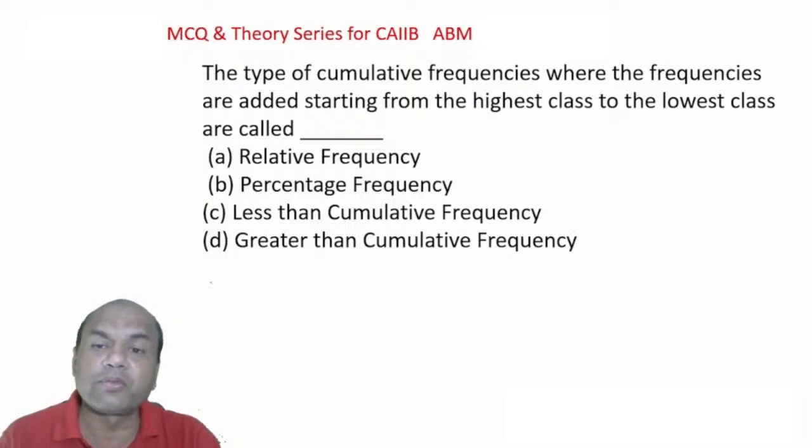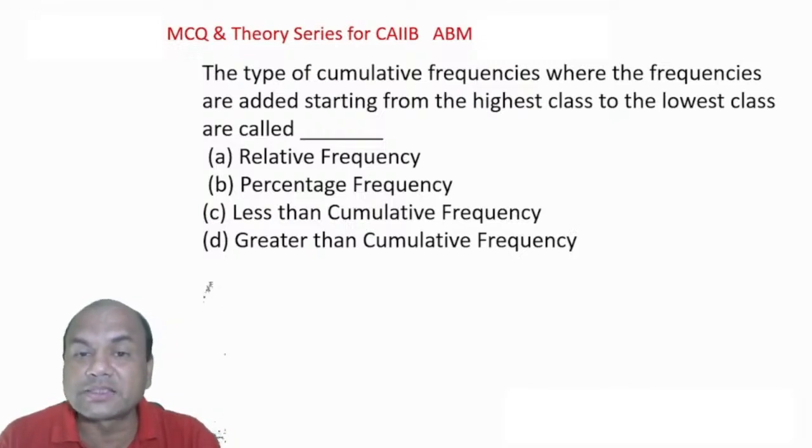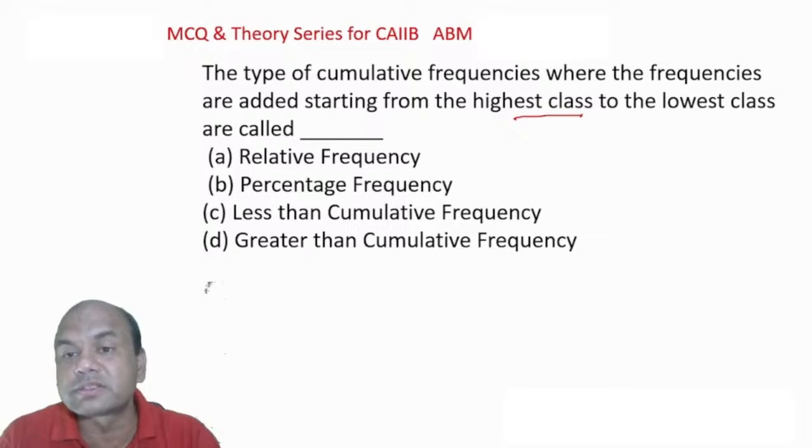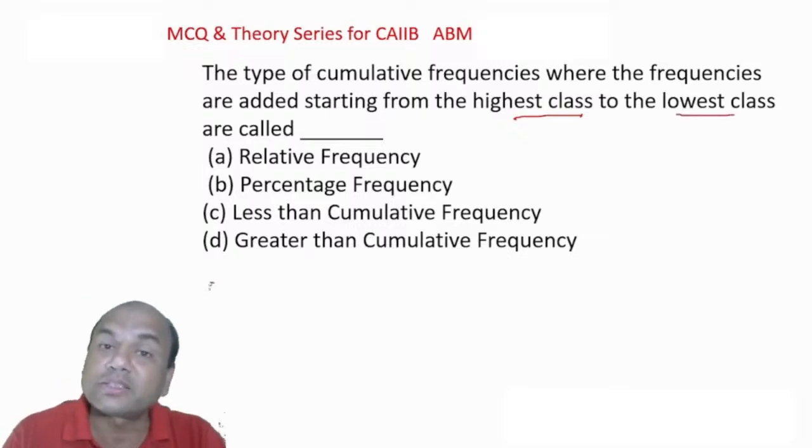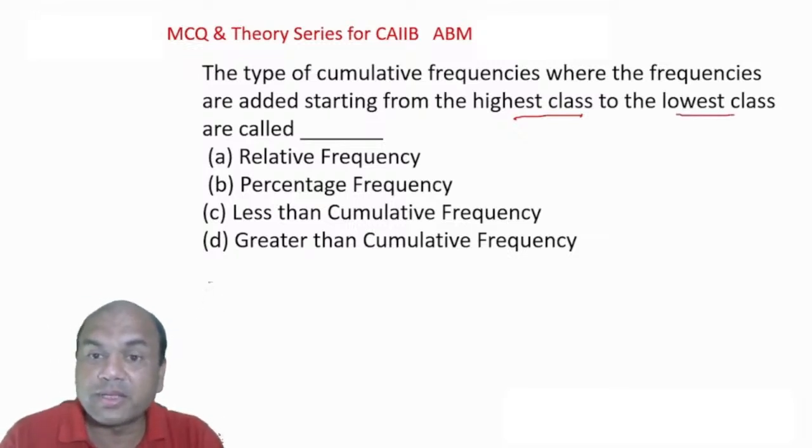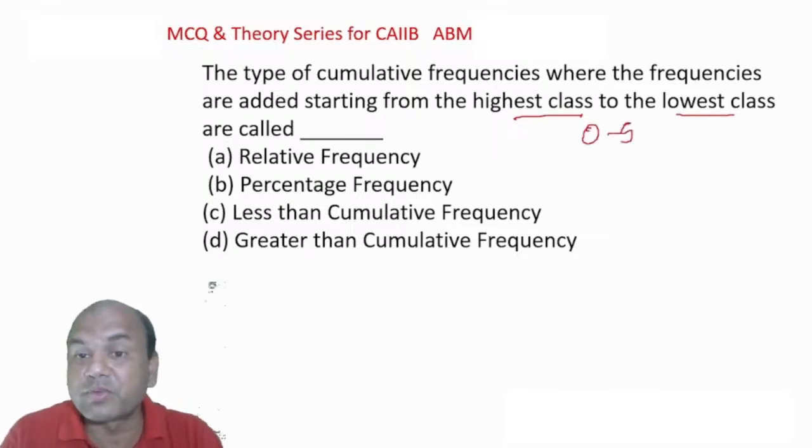The type of cumulative frequency where the frequencies are added starting from the highest class to the lowest class is called as highest to lowest. Now what do you mean by this? Suppose if these are the classes, let me explain it. Let me make it simple. 0 to 5. Class means what? Upper limit, lower limit. 5 to 10, 10 to 15 and so on.